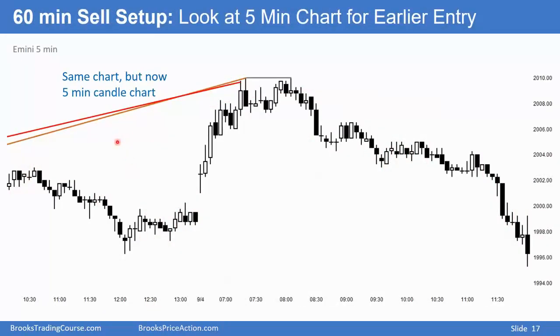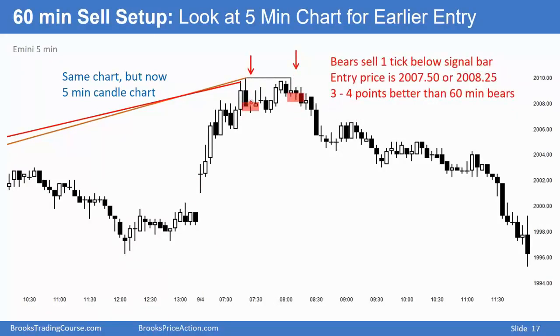This is a close-up of that 5-minute chart at the top. Traders could sell below that bar, or we have now a double top. They can sell below that bear bar or below this bull reversal bar. It's a reversal bar with a bull body.